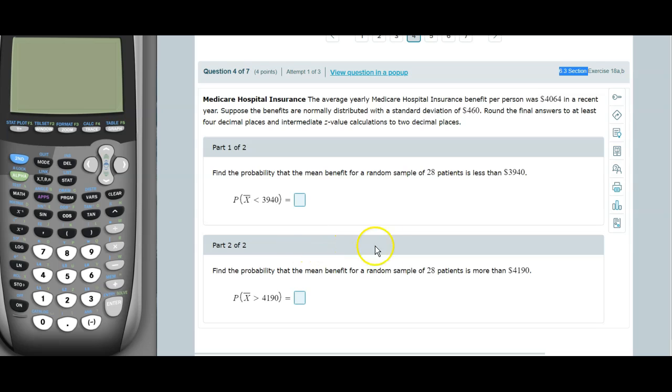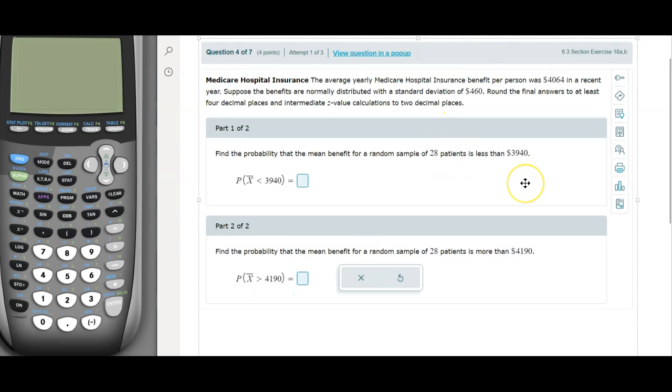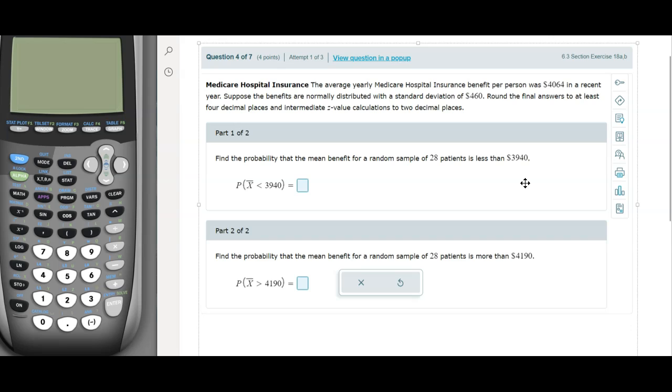Now let's start our problem. All right, so we are given, so far here, medical hospital insurance, and we are given the average, and the average is 4,064. So I can go ahead and write over here, the mean is going to be 4,064.